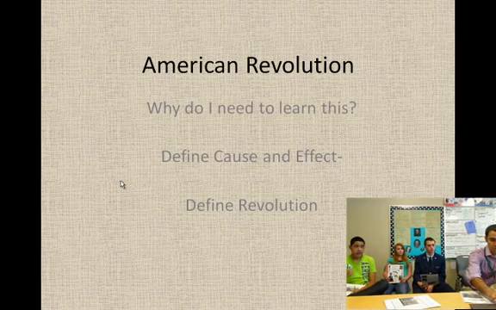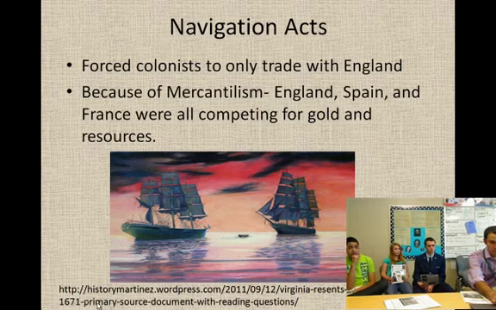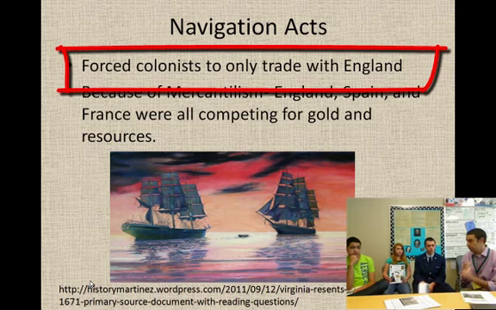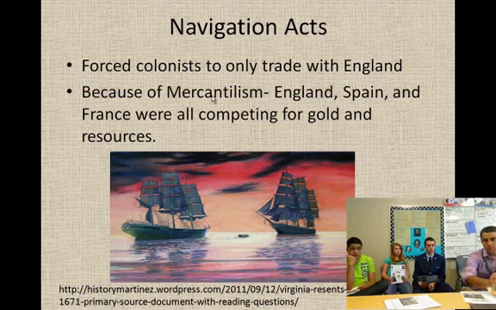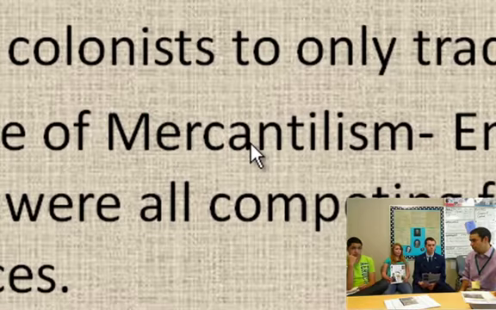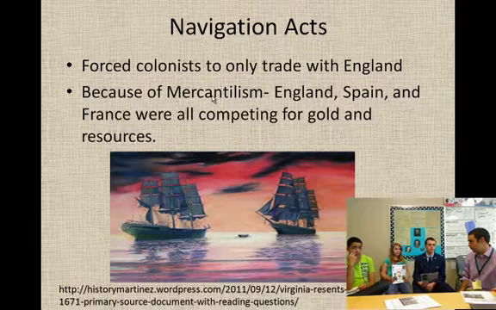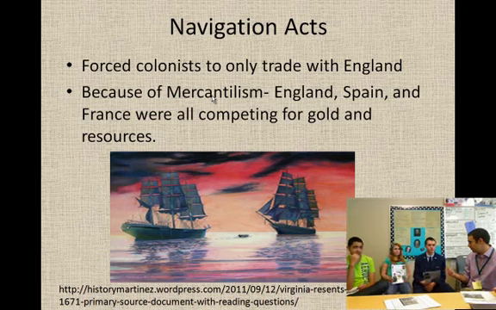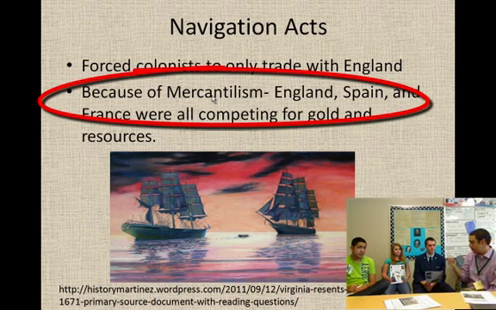Now, if you look at our first slide, if we click forward, we'll see a description of what this is. So the Navigation Acts forced the colonists to only trade with England. And there's a reason why. It's this word called mercantilism. I think most people say mercantilism. What way do you guys want to say it? Mercantilism. Yes. Okay. So what mercantilism was is where you basically had three main countries: England, France, and Spain. And the main thing they wanted to do is be the richest country in the world. So if you look at this next slide, see if I can get it to go forward.